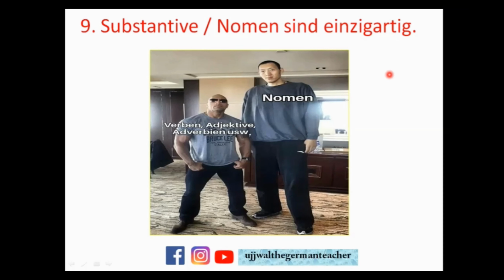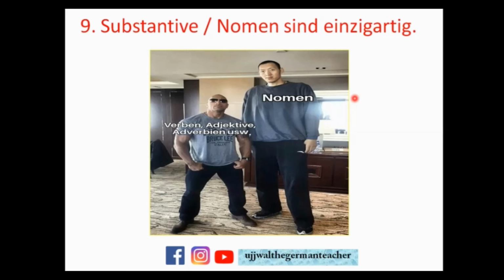Let me know. So here, the thing is, you can see here, Verben, Adjektive, Adverbien, und so weiter. USW is und so weiter, and so on. So verbs, adjectives, adverbs, and everything, you just go with the small case. Okay, the first alphabet is not big, it's small, but with the noun, it is big, and it has some article, some gender related to it. Okay, so do not make this mistake.